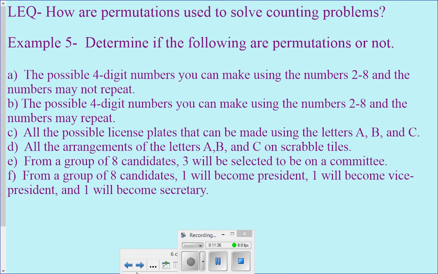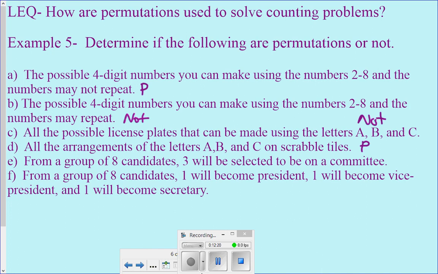So first one, 4-digit numbers we're making using 2 through 8, and the numbers may not repeat. So no repeats and the order matters. That is a permutation. Letter B, same scenario, but the numbers may repeat. If they may repeat, it's not a permutation. C, all the possible license plates made using the letters A, B, and C. Well, if I really want to, I can make BBB my license plate. So that is not. Okay, Scrabble tiles, A, B, C. I can't repeat them because there's only one letter on each tile, and the order matters because I'm putting them in arrangements, so that is a permutation.